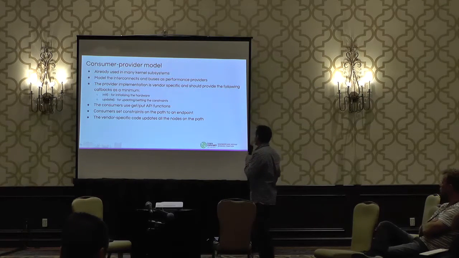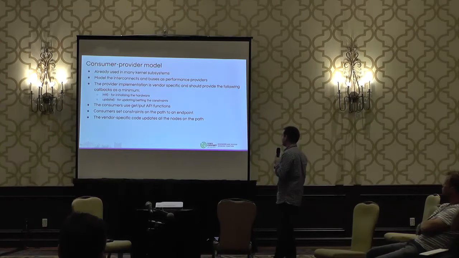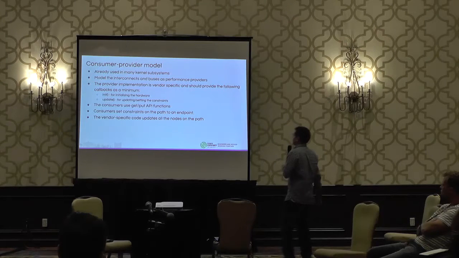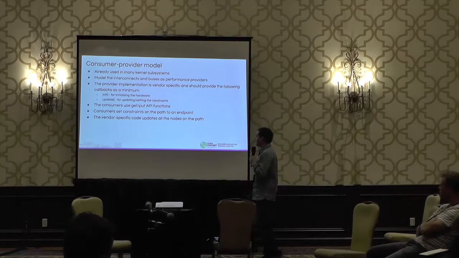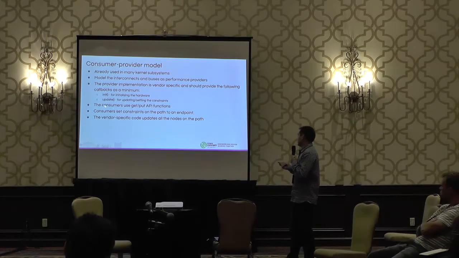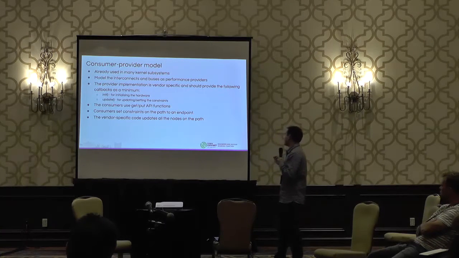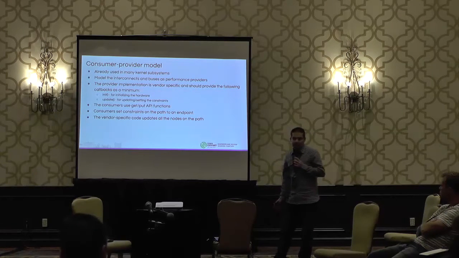So yeah, I already gave a quick overview. This is used in many kernel subsystems. Here, I think we need these two callbacks as a minimum for setting some constraints. We need an init callback for configuring the network on chip ports, and we need an update API for updating and setting new constraints. So the consumers can use get and put functions.